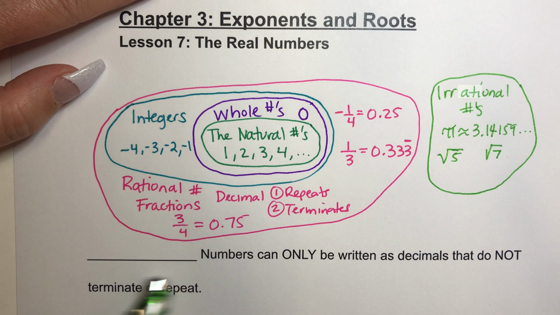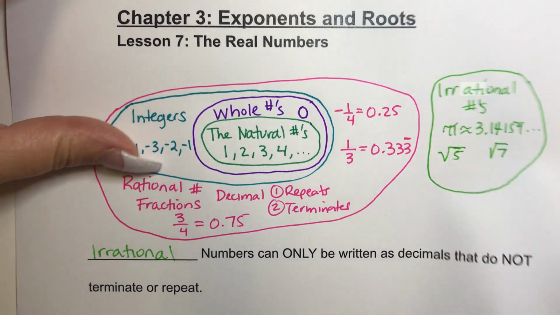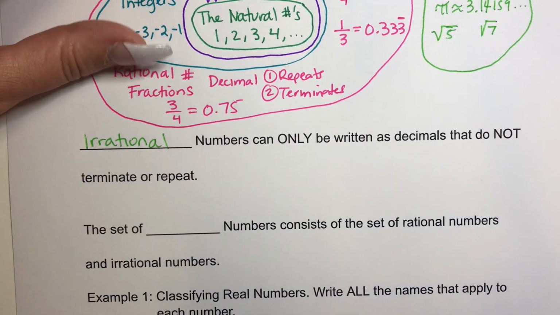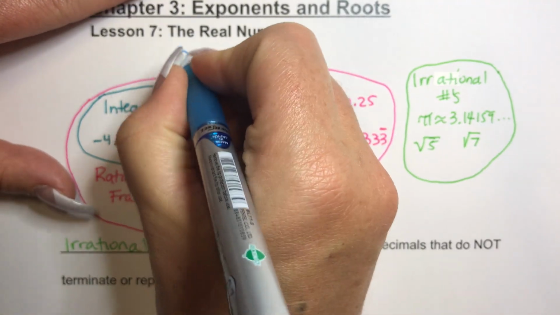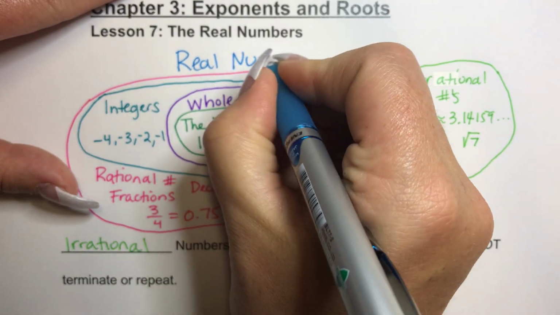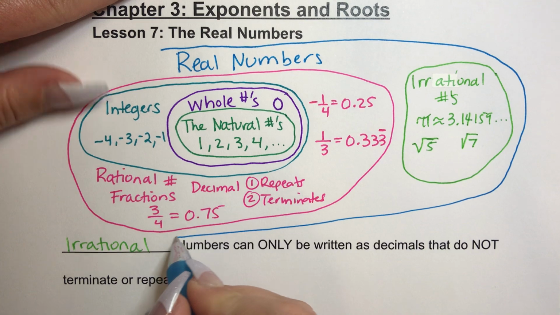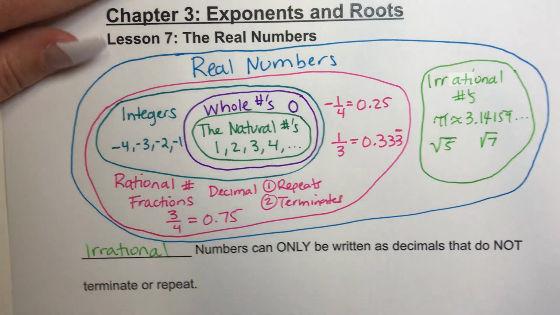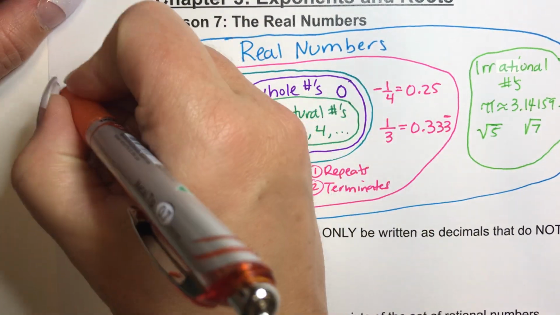Okay, so this right here, it says, what kind of numbers can only be written as decimals that do not terminate or repeat? Those would be irrational numbers. Okay, these ones right here. And the set of what numbers consists of the set of rational numbers and irrational numbers. Okay, so there's actually a set that combines both of these, and those are called the real numbers, which is what this whole section is about. So real numbers is about everything. Real numbers includes irrational numbers, and it also includes rational numbers and integers and whole numbers and natural numbers. All of them, real numbers. And if we're talking about real numbers, there's also imaginary numbers, but you're not going to learn about that till later, but I'll just give you a preview.